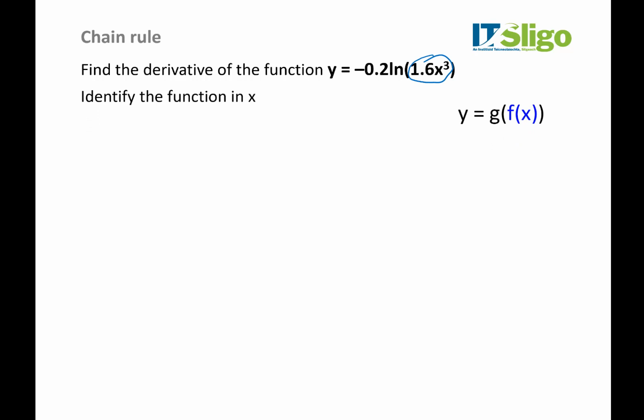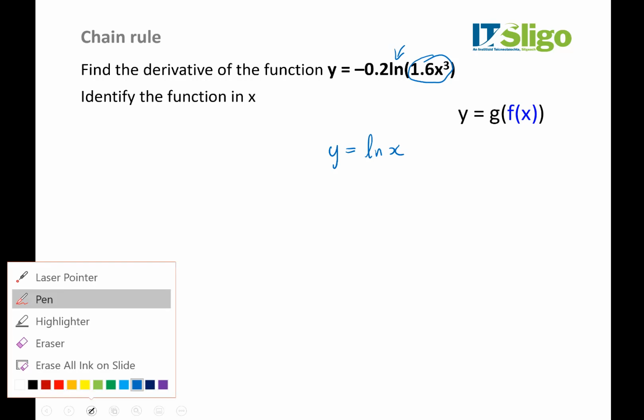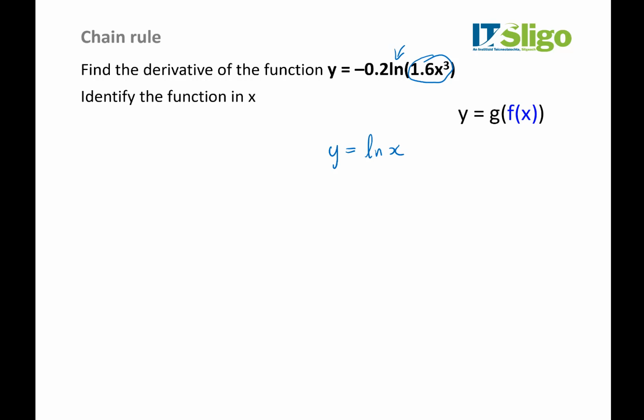Next step, differentiate the outer function. So we're differentiating natural log, remember, and it's on the first page. If y is equal to ln x, its derivative, dy dx, is 1 over x.